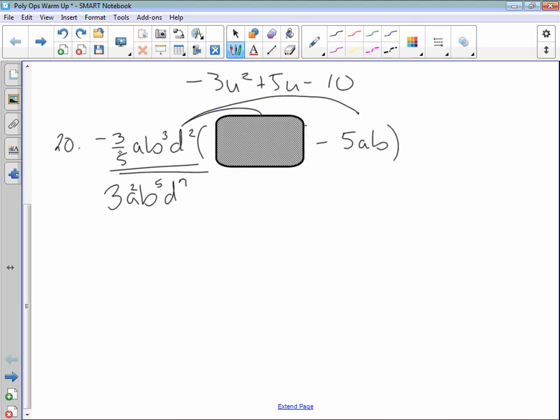Alright, so negative 3/5 times negative 5, negative times negative makes a positive. The 5 at the top cancels out the 5 at the bottom, so then I'm left with just the 3. A times A, we already said was a squared. B cubed and one more B make B to the 4th. D squared doesn't have anyone to multiply by, so he comes along to the right.